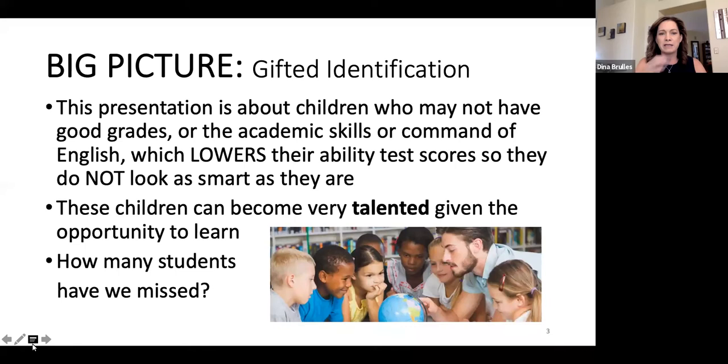And so the presentation today, to get the big picture, is that we're talking about ways to identify students who might not be fluent in English, might not have good grades, might have missed some opportunities to learn that other students had the benefit of. And this is a presentation that really talks about how kids think, how smart kids think, and how we can better identify those students who might not look as smart as others because they've lacked some experiences prior to coming to school. So we're going to start off by just talking about how many students we have missed in recognizing their potential and their gifted potential, and to be able to make a difference with those students in our schools.